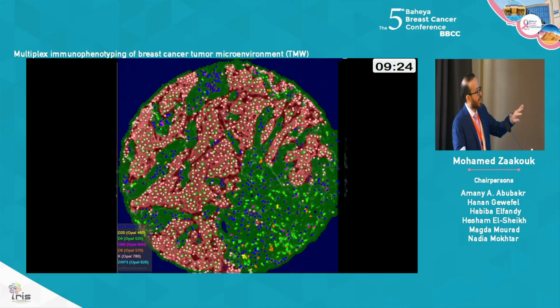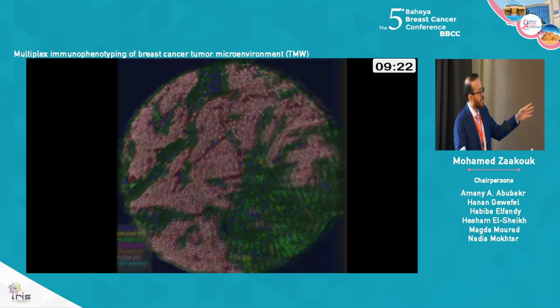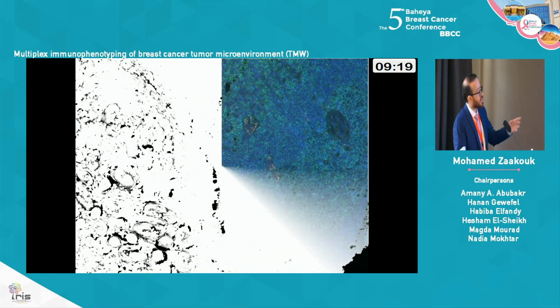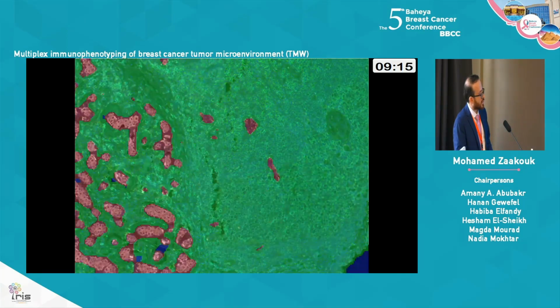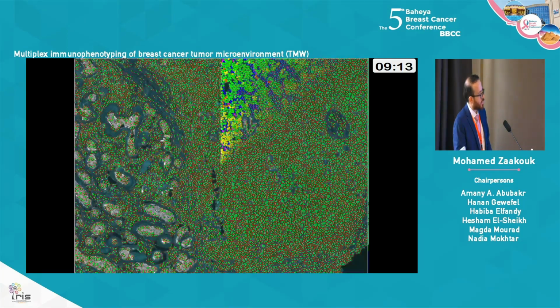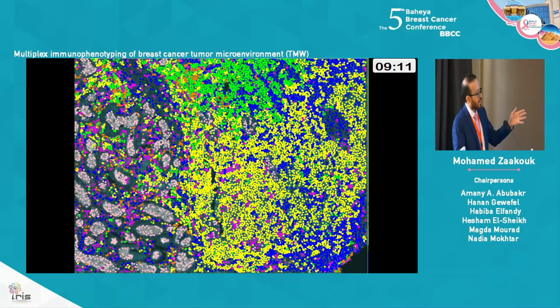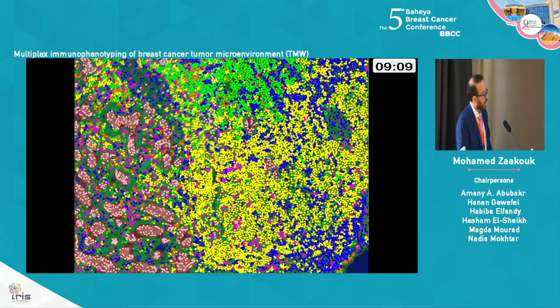And this is after applying both tissue segmentation and cell phenotyping map. This is how the raw image looks. It's repeated for the further one, and this is how the end result happens.